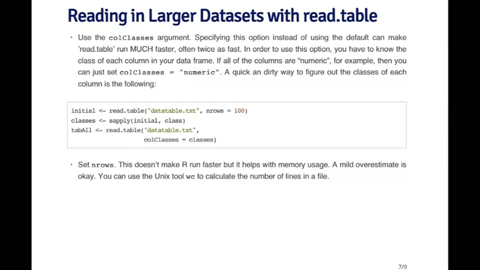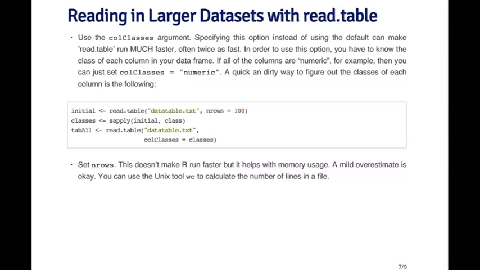If you have just a few columns in your data set, then you can usually just say what the classes are. But if they're all the same, for example if all the columns are numeric, you can just set colClasses equal to numeric. If you only give it a single value, it will assume that every column has that same class.